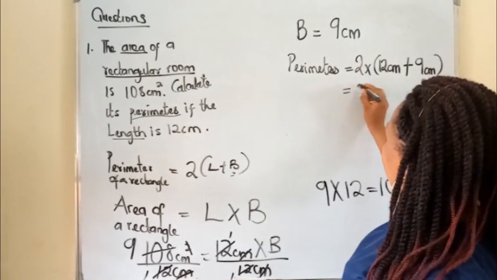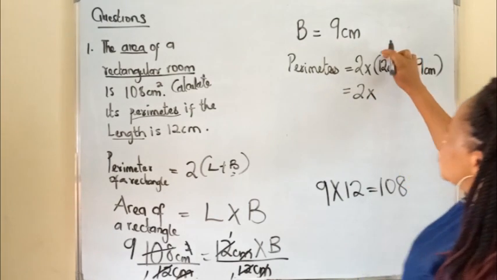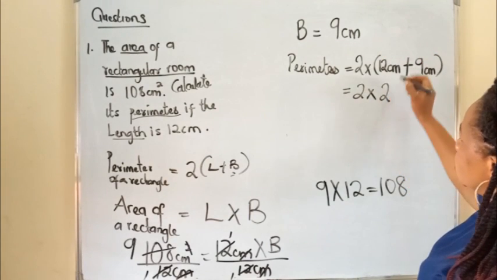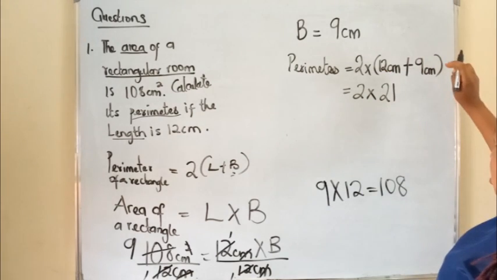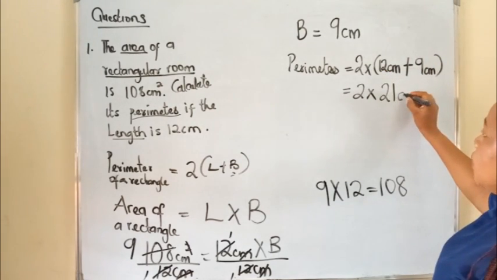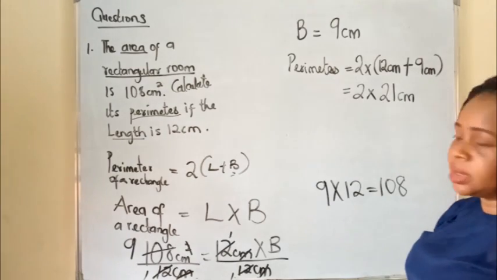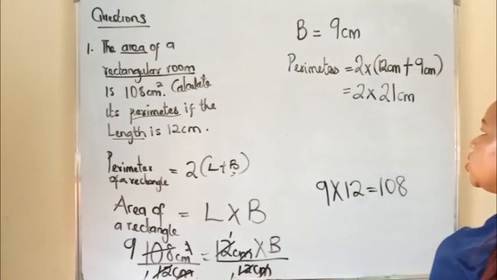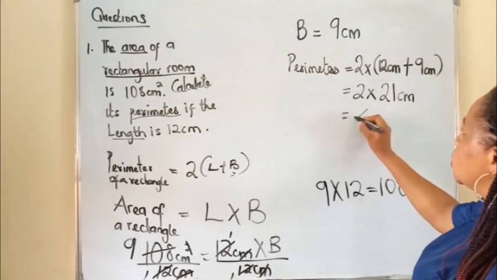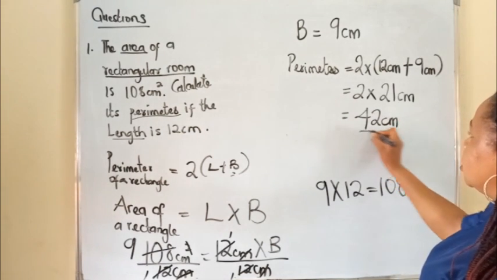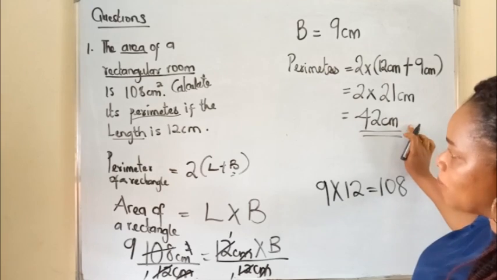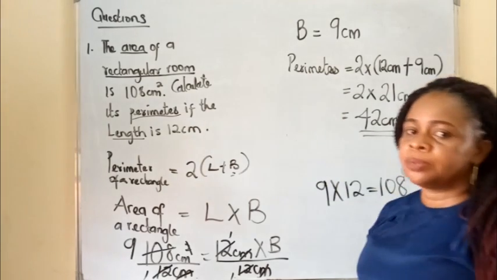Okay, so from here we have 2 multiplied. 12 plus 9 will give us 21. That's 12 centimeter plus 9 centimeter will give us 21 centimeter. And 2 times 21 centimeter will give us what? 42 centimeter. And this is the perimeter of this shape.